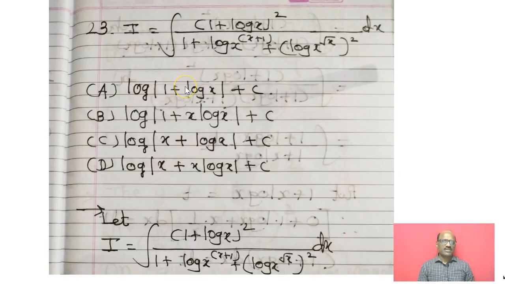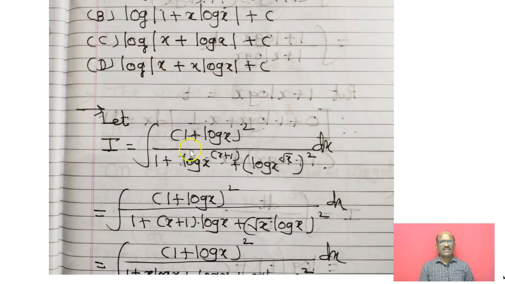Now the next problem is from indefinite integrals. I is equal to the integral of (1 plus log of x) whole square upon 1 plus log of x plus 1 to the base x, plus log of root x to the base x, whole square. Let I equal the integral of (1 plus log of x) whole square upon 1 plus log of x plus 1 to the base x, that is log of x with x raised to x plus 1, plus log of x raised to root x, whole square.